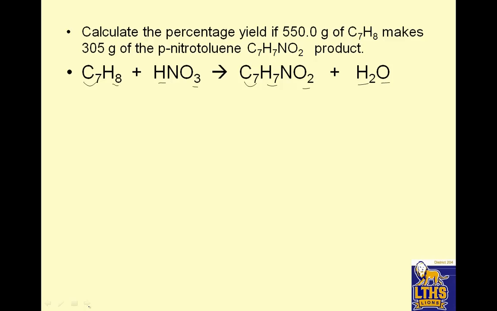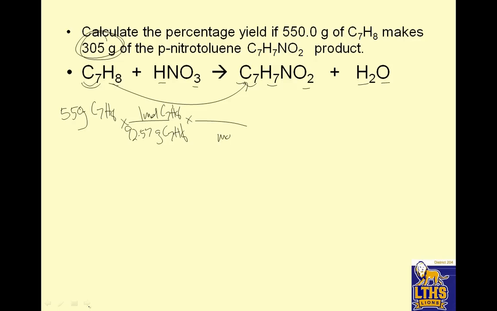So 550 grams of C7H8. And I want to turn it into the product. So when I do this, I take a reactant, I turn it into product, even though they told me the mass of the product. I'm going to compare that. So grams of C7H8, 1 mole of C7H8, and a little g stands for grams, a little g stands for go to the periodic table. 12.01 times 7 plus 8.08 is 92.57, and then moles of C7H8, and moles of C7H7NO2. And look, I don't have any coefficients, so it's 1 and 1.